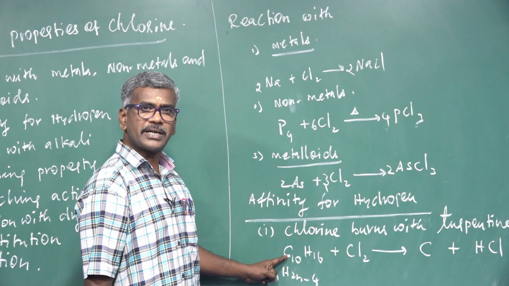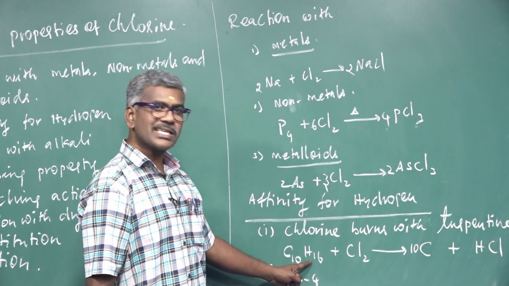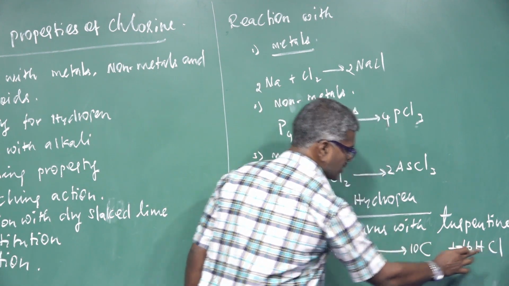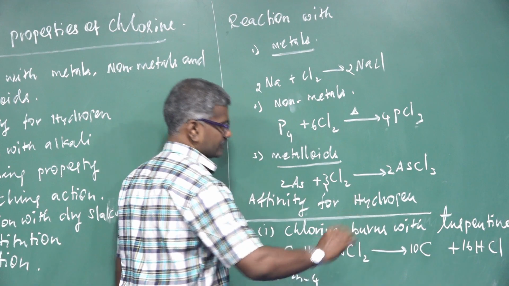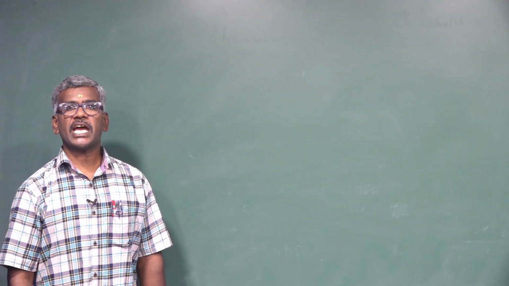Balancing the equation: how many carbon? 10 carbon here, 10 carbon here. How many hydrogen? 16 hydrogen, 16 hydrogen. How many chlorine? 16 chlorine. You have to write 8. This is the balanced equation. Next property, chlorine reacts with water.